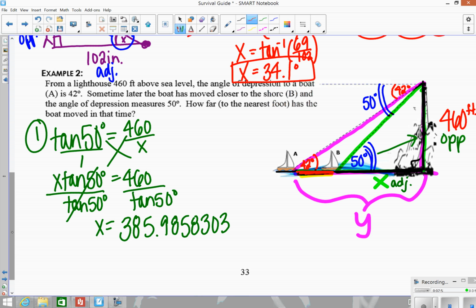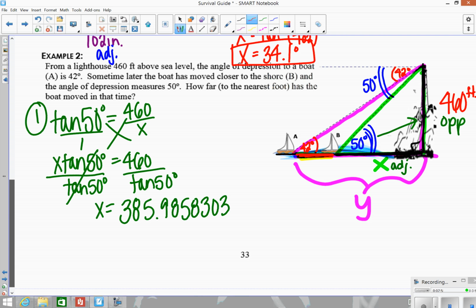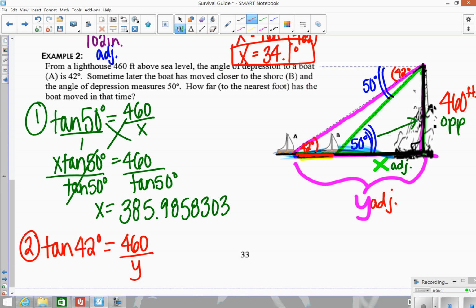So then the next step, so there's the little piece. The next step is going to be to find the side y. So for step 2 here, I'm going to be using tangent again because I have the opposite, and then this is the adjacent, this side here. So I'm going to do tan of 42 because that's the angle of the large right triangle, equals opposite 460 over adjacent, which is y.